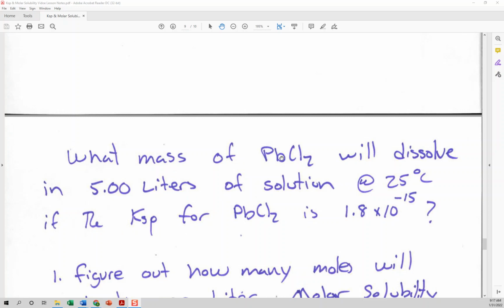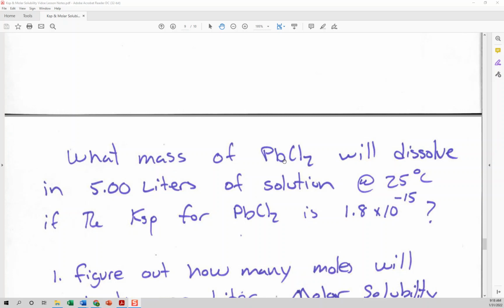Now we already should know that lead chloride, lead 2 chloride, is not very soluble. If we looked at our solubility rules, it would tell us it's an insoluble compound. And this KSP, it's so low, times 10 to the negative 15, that's an indication that this compound is not very soluble. But we also have to understand that solubility isn't just black or white. It's not just will dissolve, won't dissolve. Insoluble really means just a little bit will dissolve, and soluble means a lot of it will dissolve.